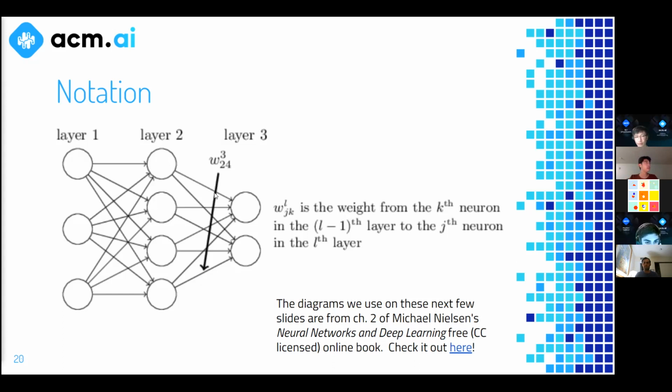You guys see this arrow is pointing to this specific line. It's referring to the weight value that is connecting this neuron in the second layer to this neuron in the third layer, right?